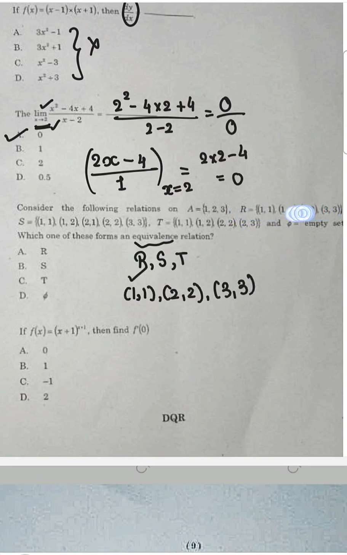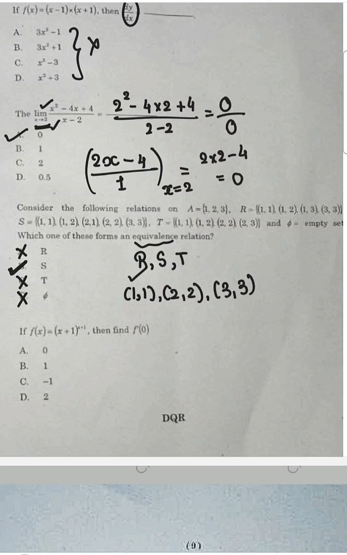If we observe, R is not reflexive since (2,2) is not there, so this is not the answer. If we think about T, (1,1) is there, (2,2) is there, (3,3) is not there, so T is not the answer. In the empty set, we have none of them, so that is also not the answer. So the only possible answer is option B.